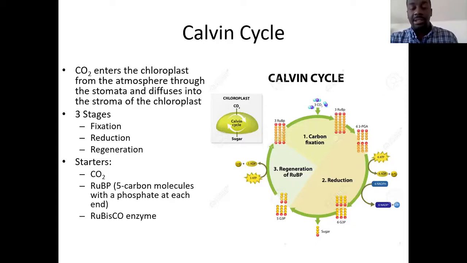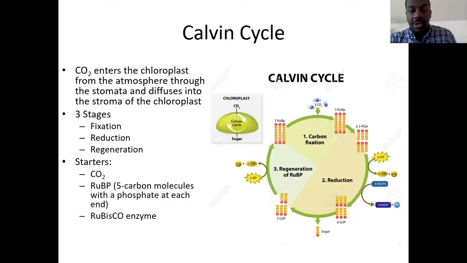So the Calvin cycle is going to take place in 3 stages. The first stage is called the carbon fixation stage. The second stage is the reduction stage. And the third stage is the regeneration stage. We'll talk about all 3 of these stages and what happens during each of these processes.